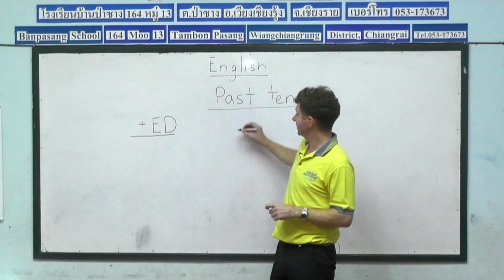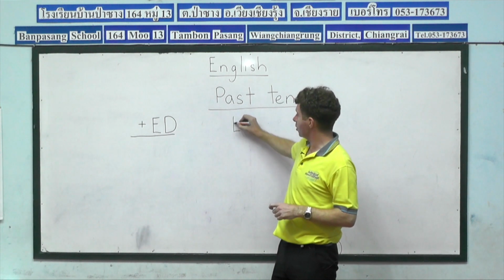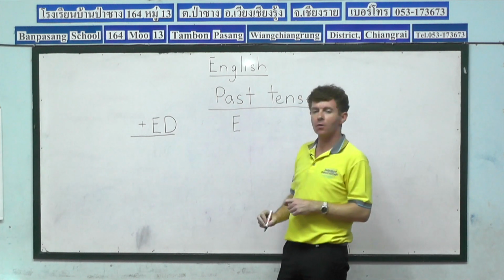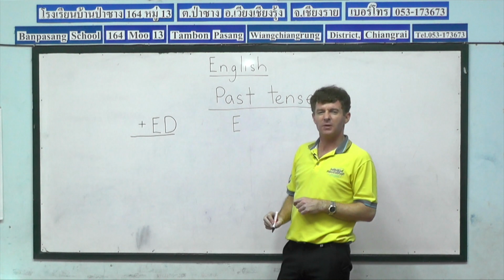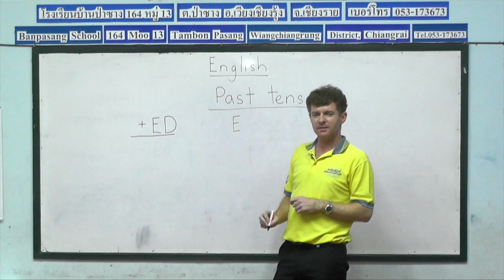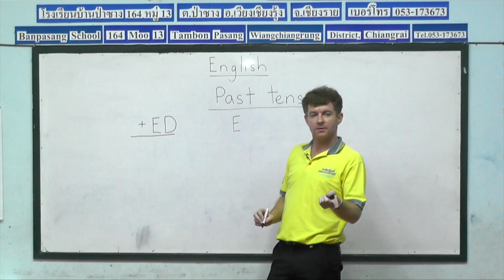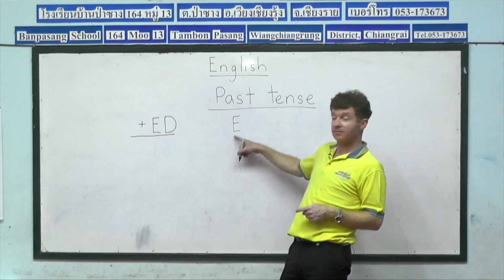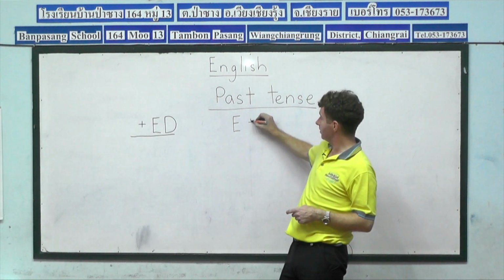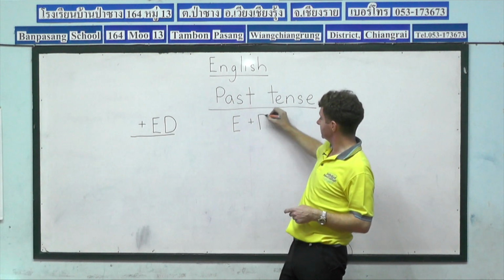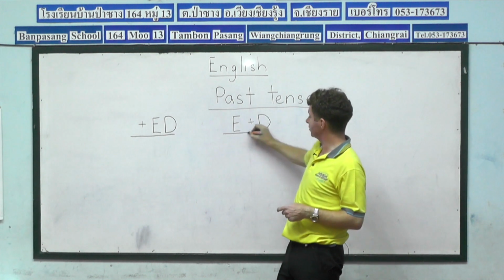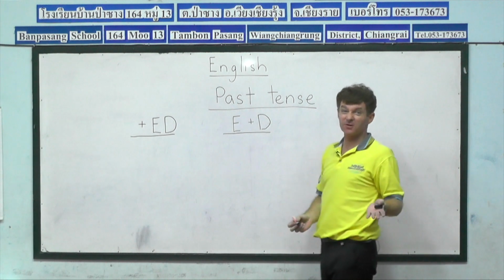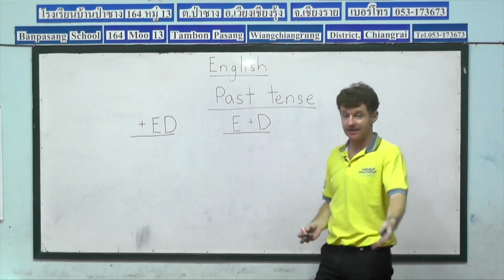How about if the verb word already has an E on the end? Do we need to add another E? No. What do we do? E plus D. Yes, but we already have E on the end, so we simply plus D. Okay, if the E is already there, no need for a second E, we just add the D.